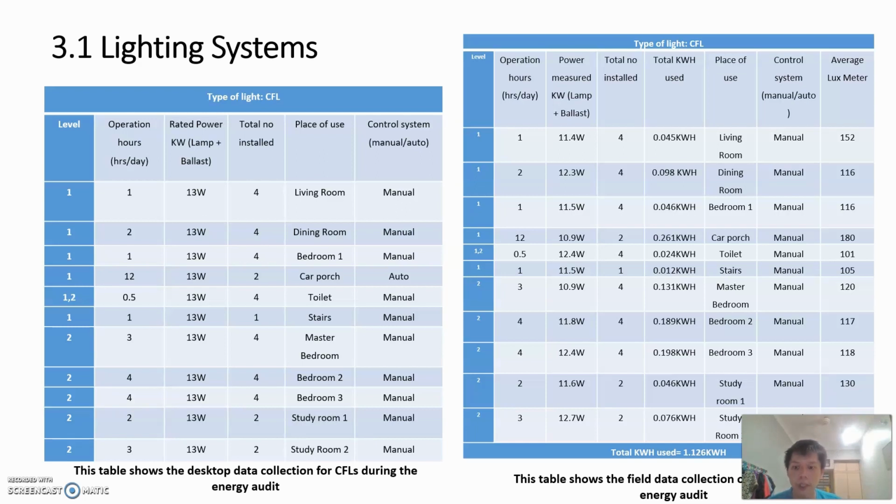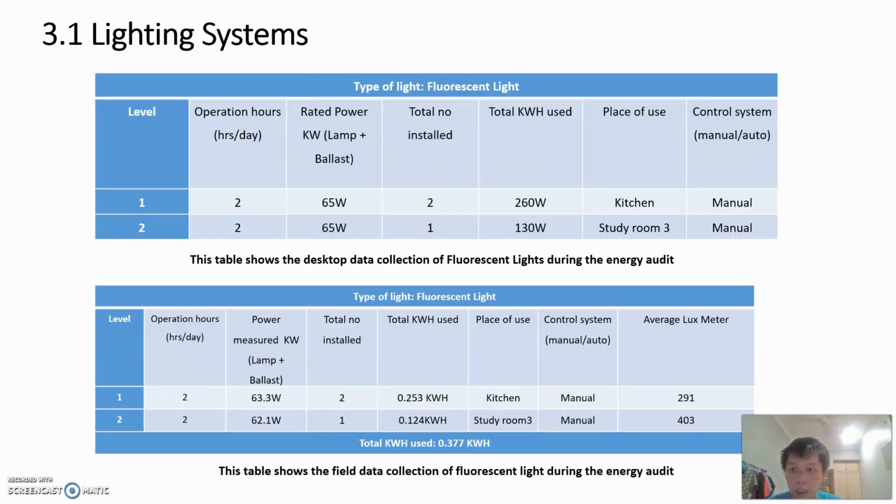The first table is the desktop data collection, and the second table, as you can see, is the field data collection, where the total kilowatt hour use is around 1.12 kilowatts per hour. Next is the type of light, fluorescent light. Again, it's the same, the level. We measure the same things accordingly, and after that, that will be the desktop data collection. For the field data collection of fluorescent light during the energy audit, we found that the total kilowatt hour use is 0.377 kilowatts per hour.